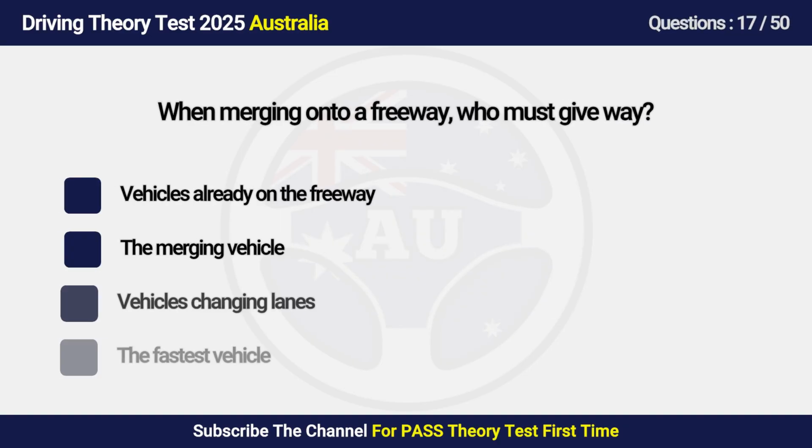Question 17. When merging onto a freeway, who must give way? A. Vehicles already on the freeway. B. The merging vehicle. C. Vehicles changing lanes. D. The fastest vehicle.